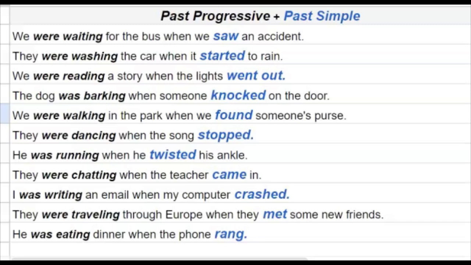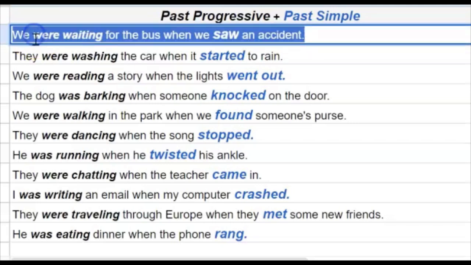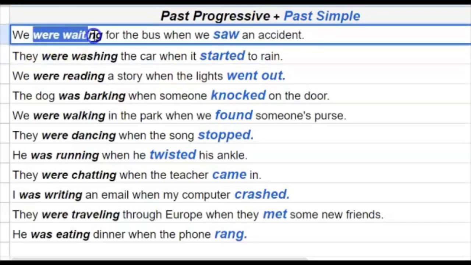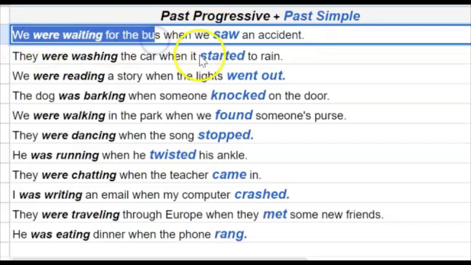So in these final examples, let's take a look again at the past progressive with a past simple. So this would be an event or an action that was happening when something else happened. The first sentence: we were waiting for the bus when we saw an accident. Were waiting is the past progressive, and saw is the past simple. And we could reverse the sentence. We could say, we saw an accident when we were waiting for the bus.